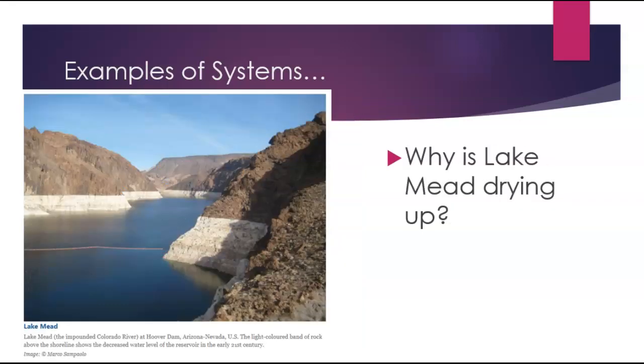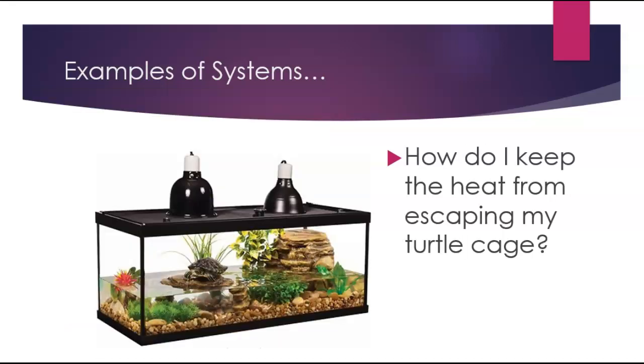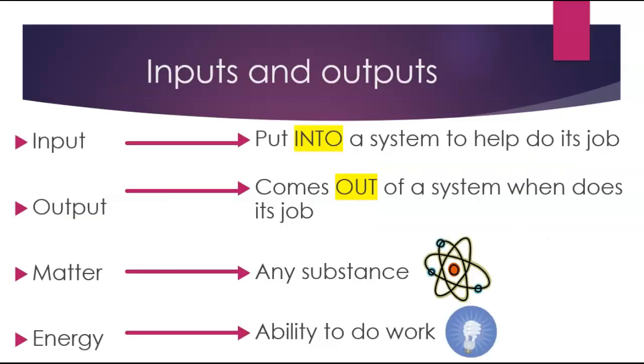Another example of a system on Earth would be just one lake drying up. So maybe scientists want to know where the water is going. All right, so why is Lake Mead drying up as an example of a system that we could do observations on? A small example of a system could just be an aquarium tank. Maybe we have to have a certain amount of heat for our pet turtle, and we just want to see how to keep the heat from escaping our aquarium. So as you can see from those examples, a system could be really big, like the entire Earth, or really small as an aquarium, for example, or even smaller.